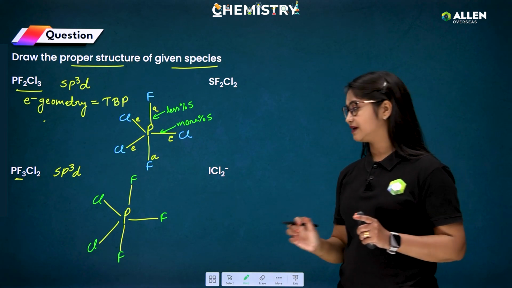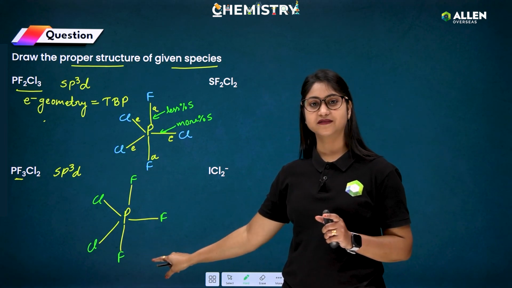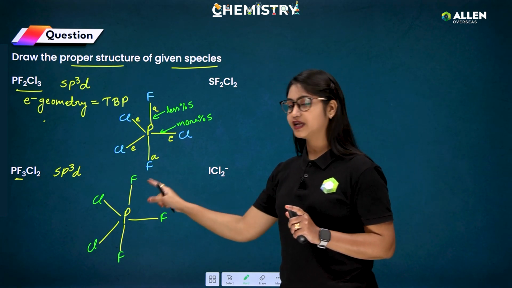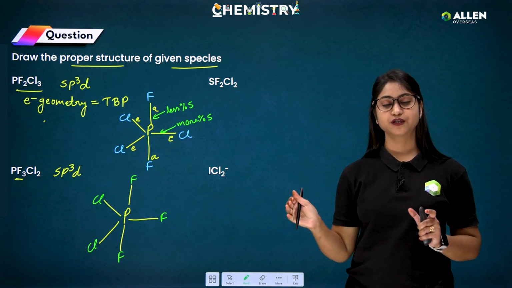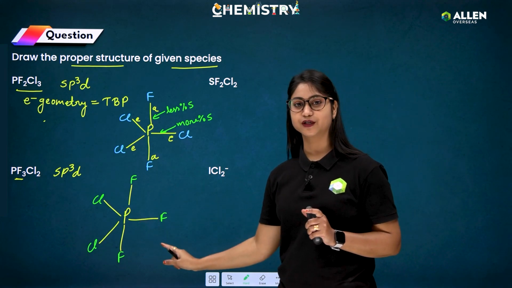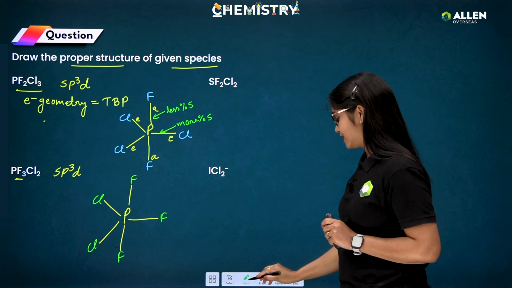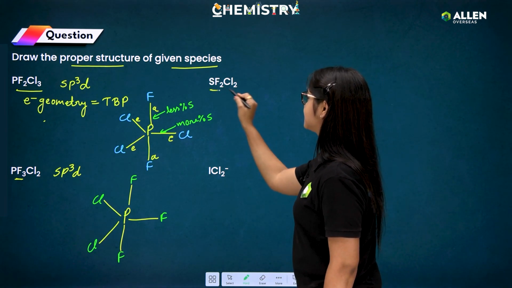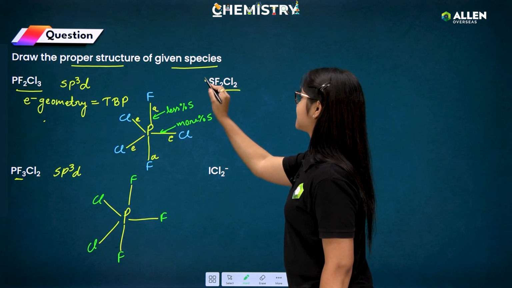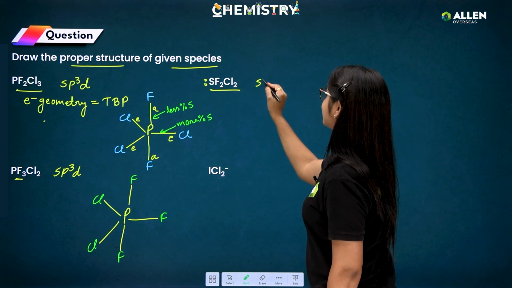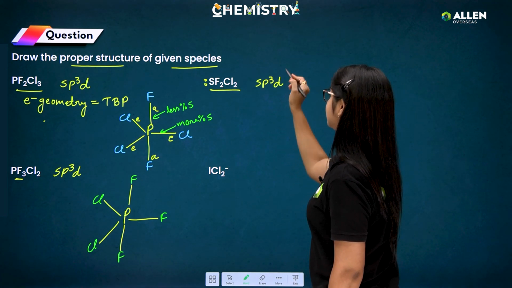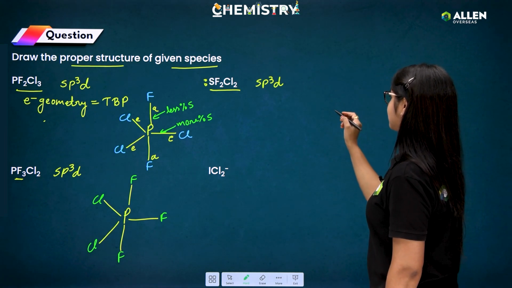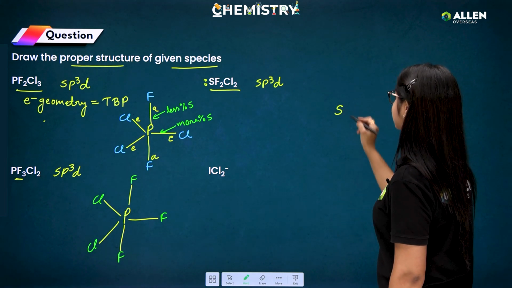So, first of all, you will give the priority to the more electronegative element. You will place them at axial position, and whatever elements are left, you will place them along the equatorial position, right? Now, let's see the next example. In this SF2Cl2 molecule, the sulfur has a lone pair. So this also has sp3d hybridization and TBP electron geometry. So now let's make this structure.